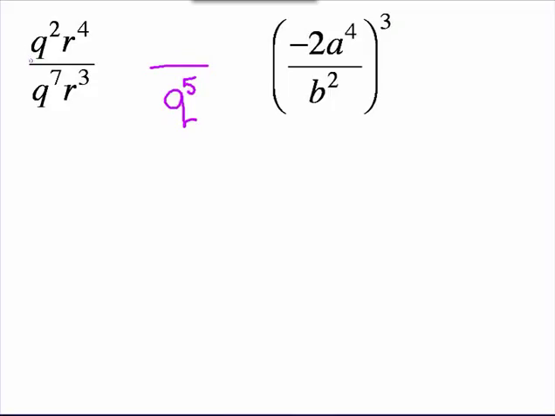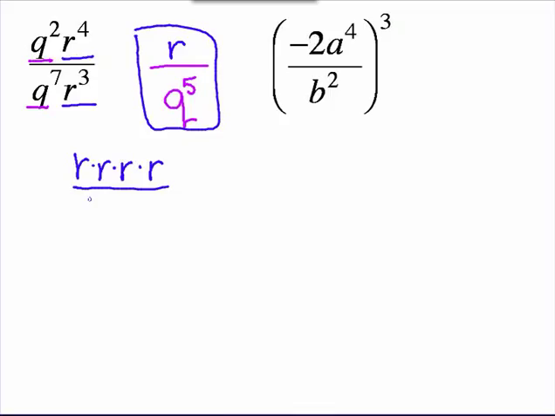So I've looked at my q's. Next ones I'm going to look at are the r's. So you have 4 r's on the top, 3 r's on the bottom, right? So what's your net result going to be? 1 r on the top. Yep, there you go. Now for those of you that weren't getting it when I said you should visualize it, when you've got 4 r's, that means you have this, and 3 on the bottom. So you cancel these out, and it's going to leave you with 1.